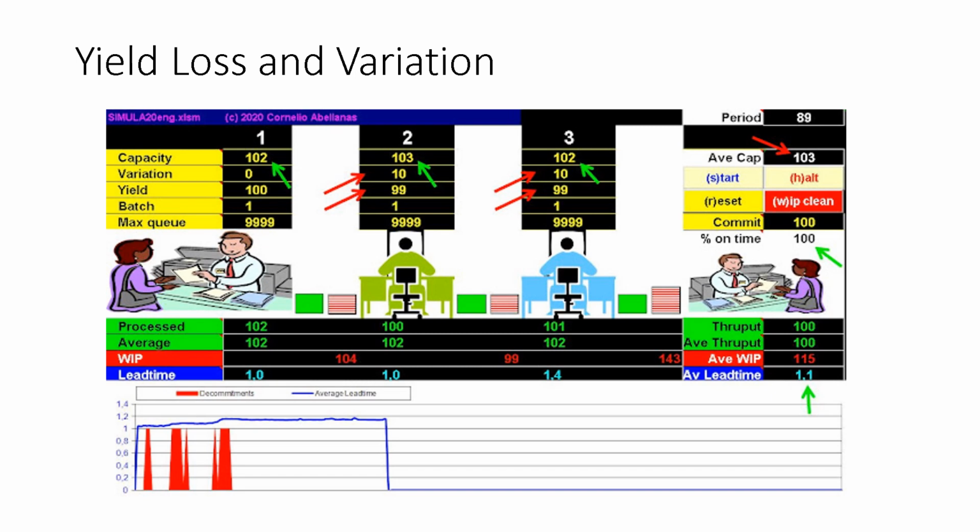So now stop simulation, reset, clear WIP, set yield 99 in all steps except one, set variation 10 in all steps except one. Decide on the capacities to meet the following objectives. Percentage on time 100, minimum average capacity, minimum lead time.